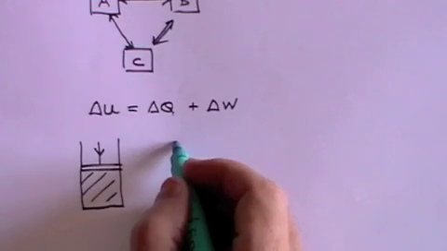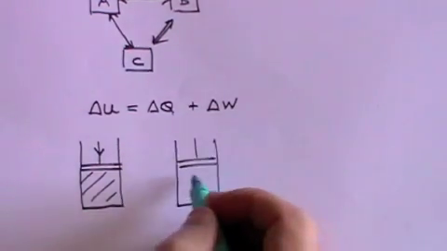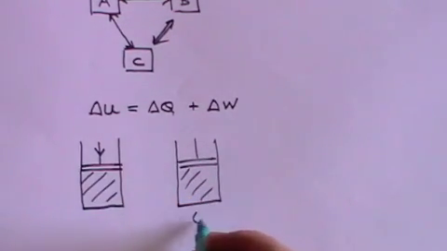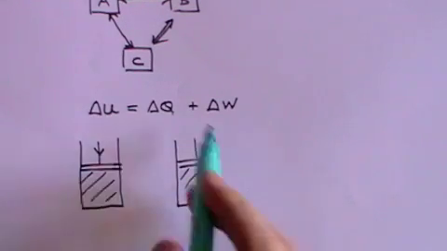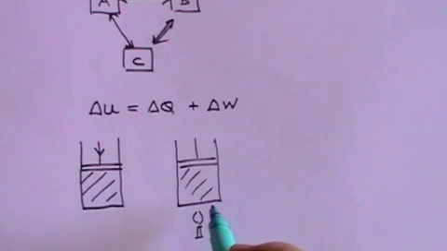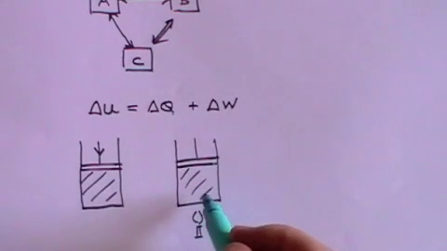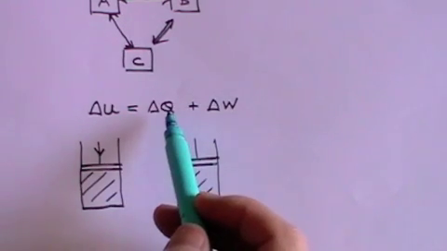Alternatively, we could take exactly the same arrangement. Here's the plunger, here's the gas, but instead of pushing it down or pulling it up, we put a flame underneath to heat it up. We're now putting heat in, delta Q. We're not doing any work, but heat in. If that plunger doesn't move, then what will happen is that the gas will heat up and its energy will increase. So delta U will equal delta Q, the heat in.